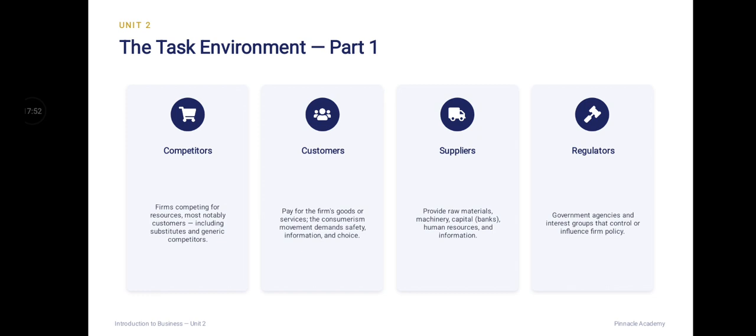The other element we can look at are regulators. Regulators are simply bodies that can control or influence a firm's policies. This includes government regulatory agencies protecting the public. For example, the Zambia Compulsory Standards Agency or the Zambia Consumer Protection Commission, and even interest groups that use media to push businesses towards certain behaviors that are ethical as well as socially responsible.